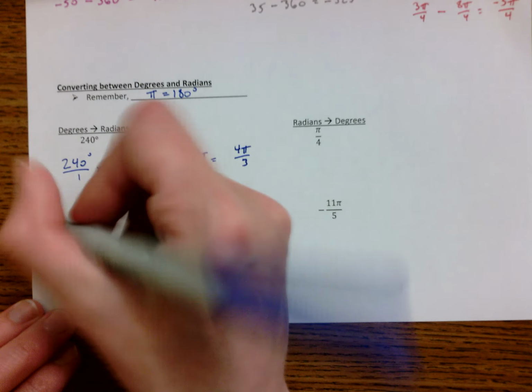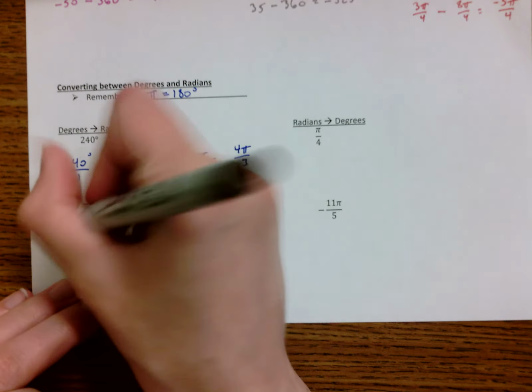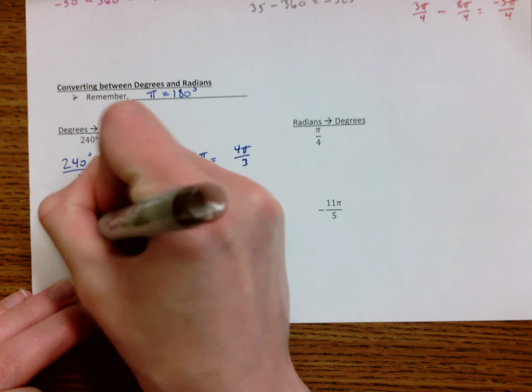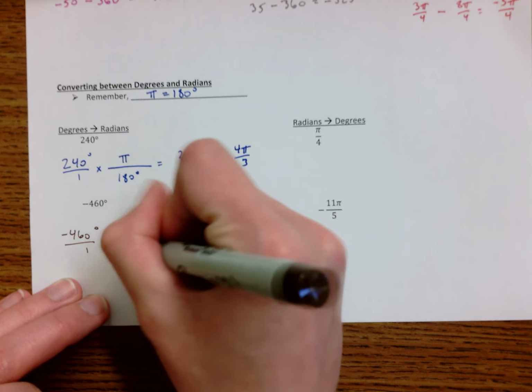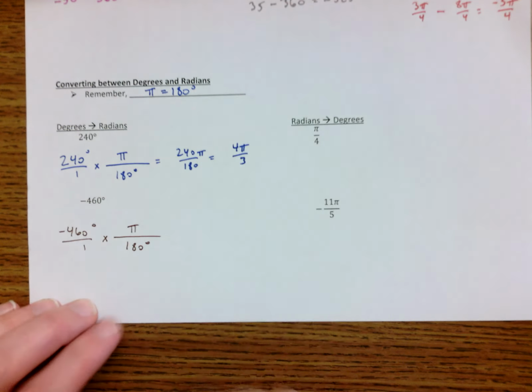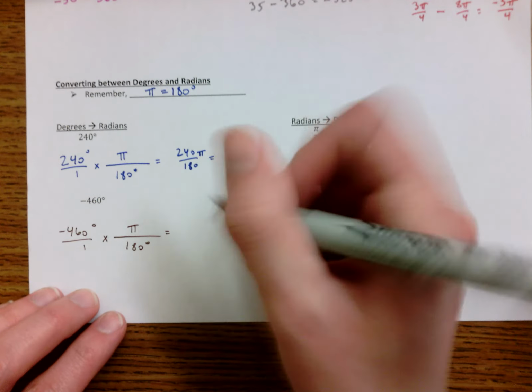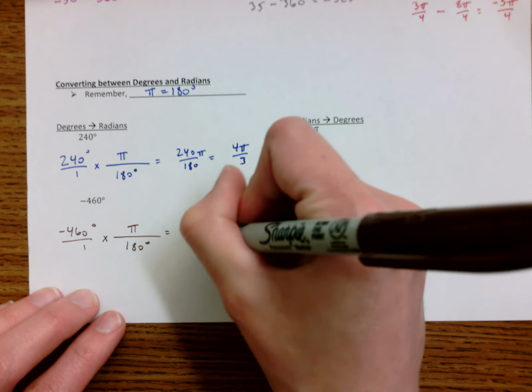So let's do negative 460. So negative 460, if I want to convert this to radians, I'm starting with degrees. So I need to make sure that when I multiply, the 180 degrees goes in the bottom. And then my pi will be up here. Multiply straight across, I'm going to get negative 460 pi over 180.